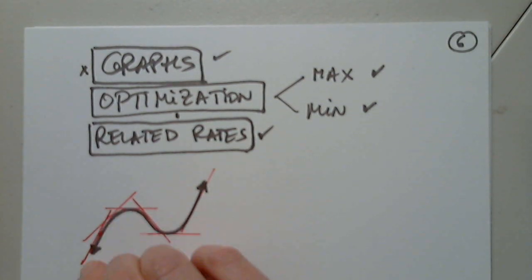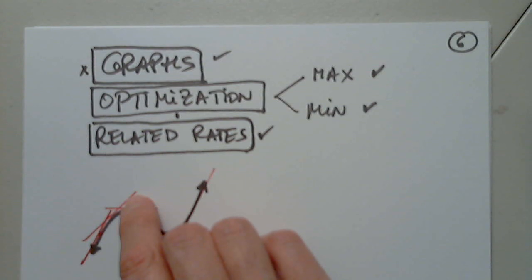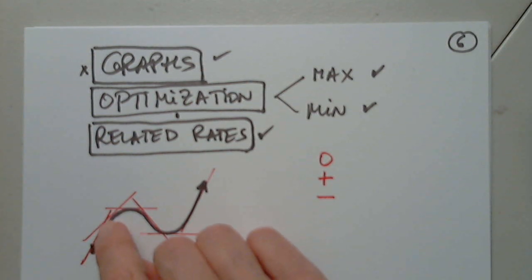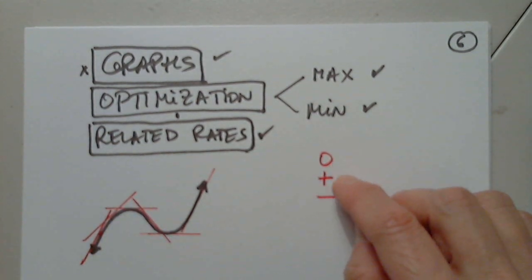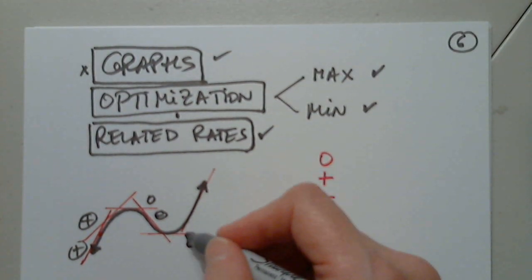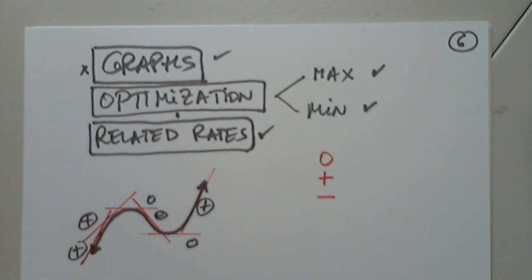Okay. So notice what just happened. What is the slope of this tangent and what is the slope of this tangent? I want you to say 0, positive, or negative. What is the slope of this tangent and the slope of this tangent? 0, positive, or negative? Positive. Excellent. Thank you very much. What is the slope of this tangent? 0. Thank you very much. What is the slope of this tangent? Negative. Excellent. What is the slope of this tangent? 0. Excellent. What is the slope of this tangent? Positive. Positive. Awesome. Great job.